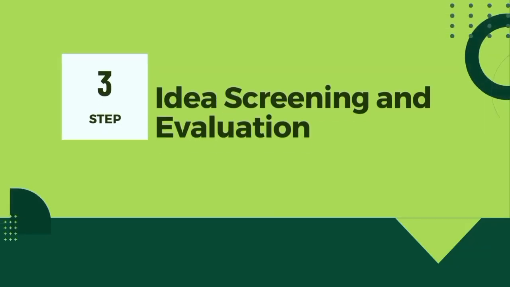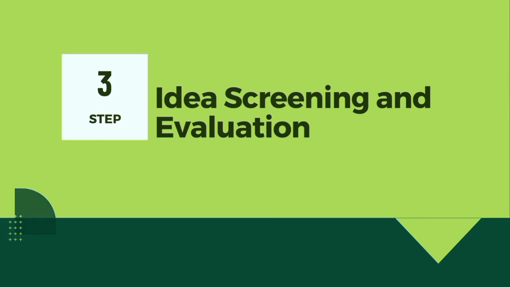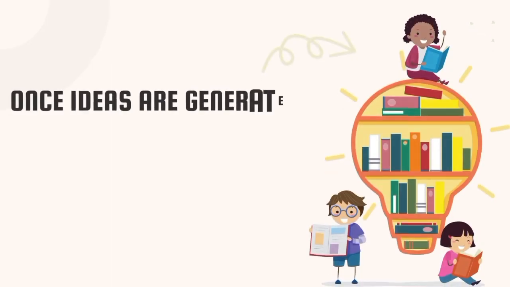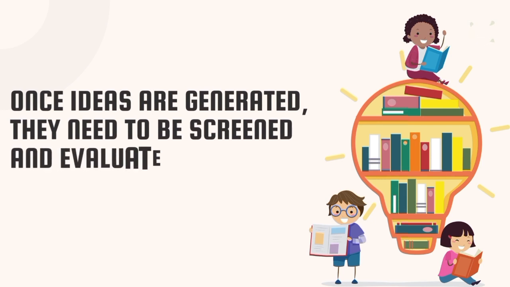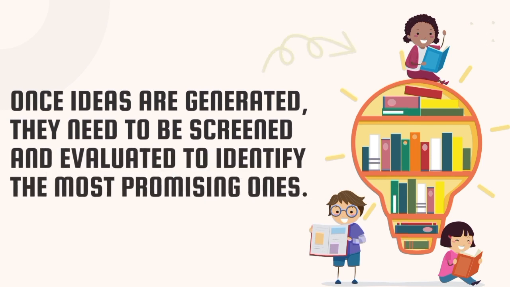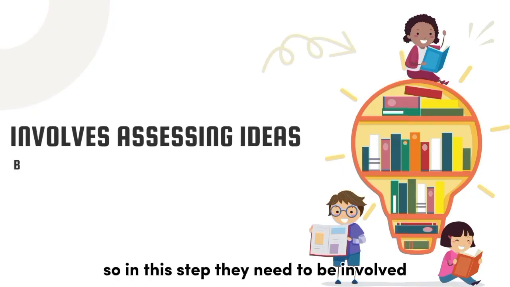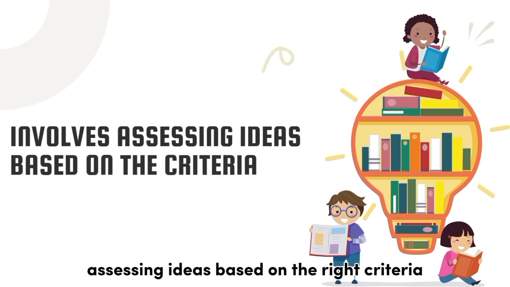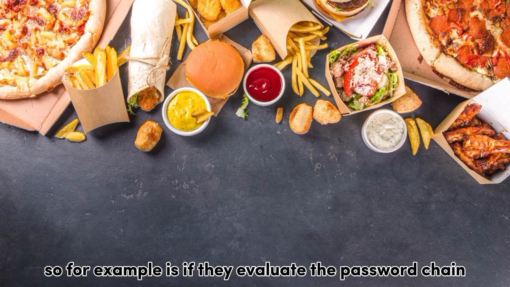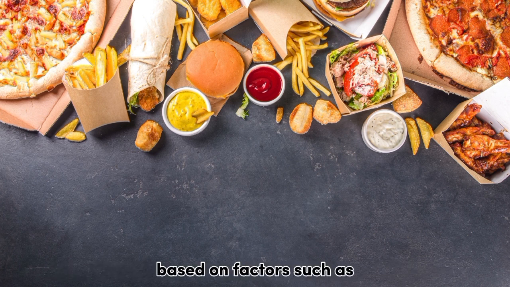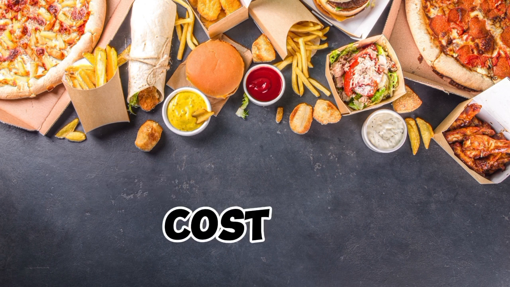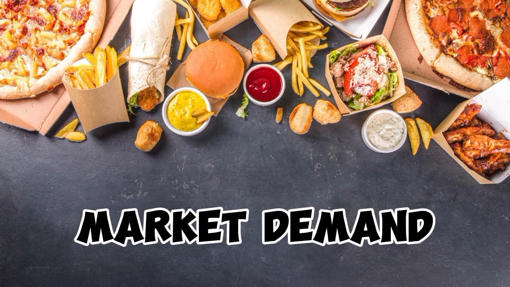So step 3 is idea screening and evaluation. Once ideas are generated, they need to be screened and evaluated to identify the most promising ones. This step involves assessing ideas based on criteria. For example, the fast food chain evaluates the potential new menu items based on factors such as taste, cost, ease of preparation, and market demand.